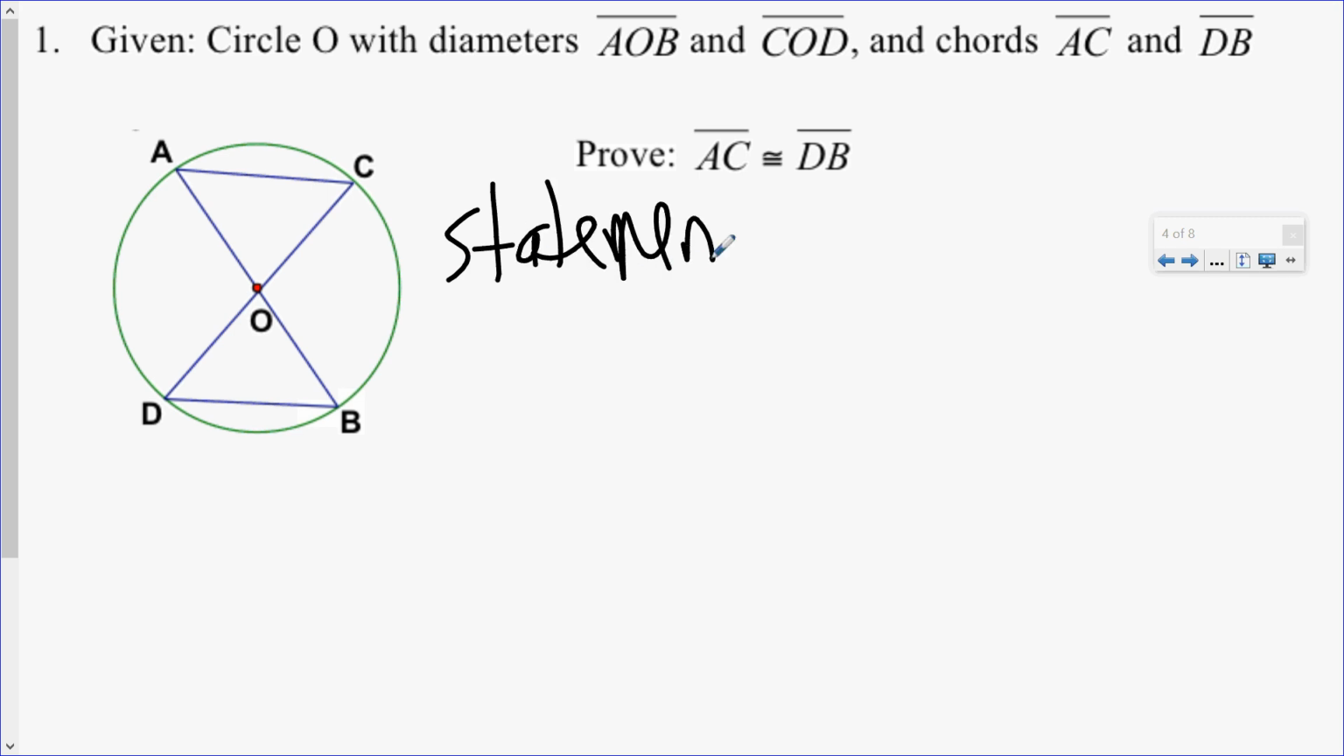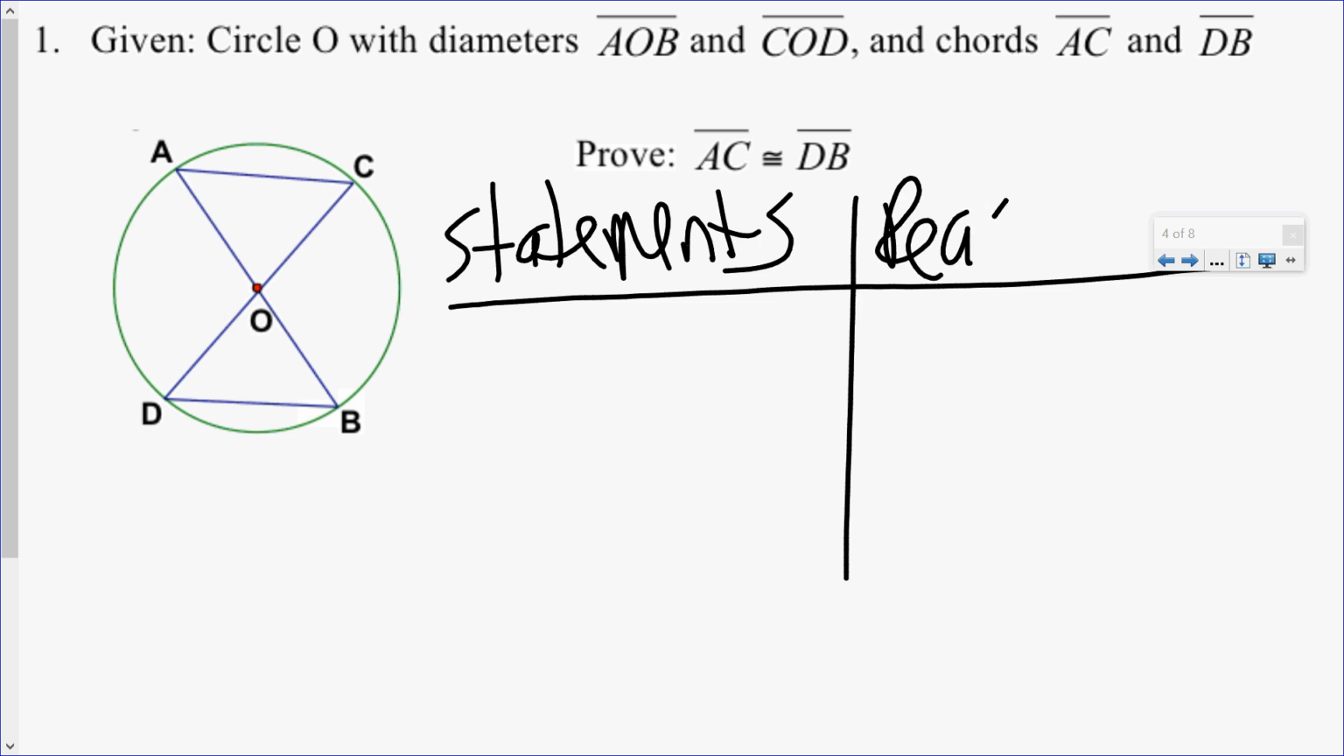Prove triangles. Prove 3 things. Is it obvious which triangles I'm proving here? I'm going to say yes.